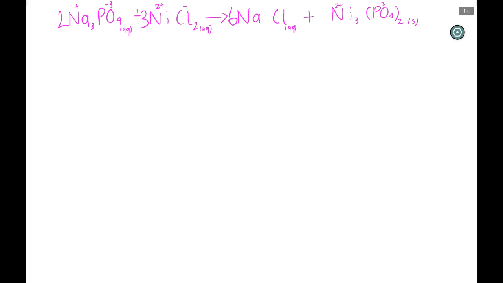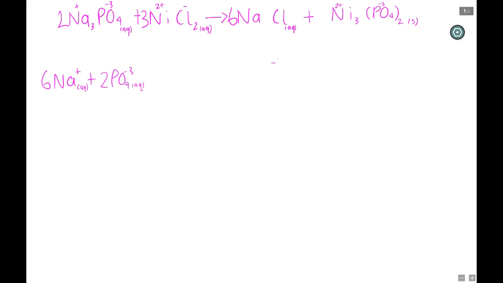So now we need to create our ionic equation. So we are breaking our compounds down into their ionic counterparts. So we've got 6 sodium plus 2 phosphate, charge of -3. Now these are aqueous, part of our aqueous solution.